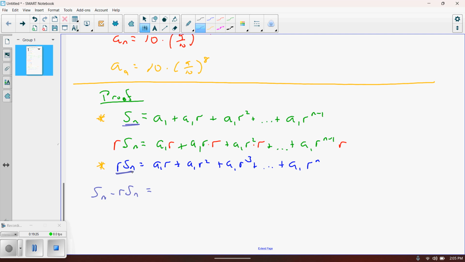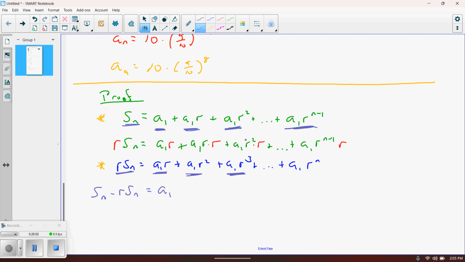But of course, I got to subtract this stuff on the right-hand side. I've got this a sub 1 term on the top right here that I have no other constant terms without r, so it's just going to stay a sub 1. But then what you should see is that this term, a sub 1r, is going to get rid of that a sub 1r when we subtract. A sub 1r squared is going to get rid of that a sub 1r squared when we subtract. And this is going to keep happening all the way up until we get to this term out here. So this one's going to go away. I didn't write enough terms on the top line, but that's going to go away.